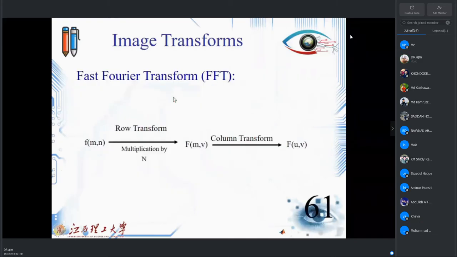If we want to see the fast Fourier transform, or FFT, we can see it like this, it's better. First, we have F of M and N, and the row transform, which will be multiplication by N. And then we have one result as F of M and V. And then we have the column transform, which finally gives F of U and V on the image.